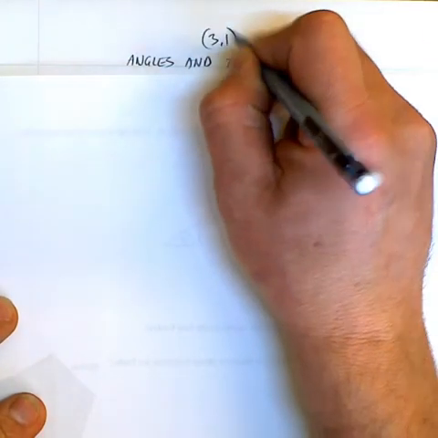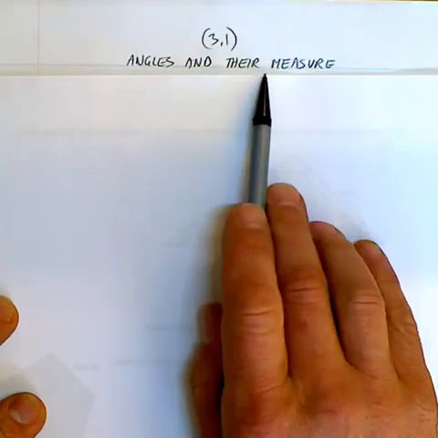Okay, so here we have our first video for chapter 3, basically dealing with trigonometry. This is section 3.1, all right? 3.1, if that helps up here, talking about angles and their measure, okay?